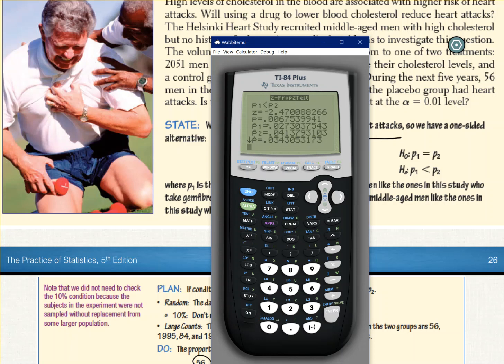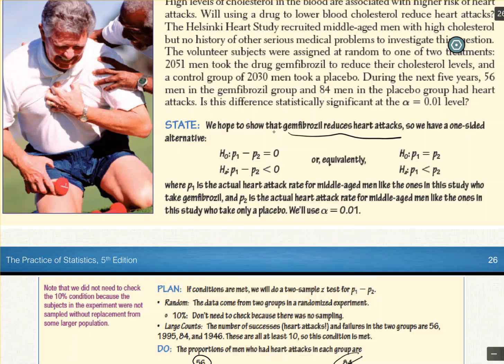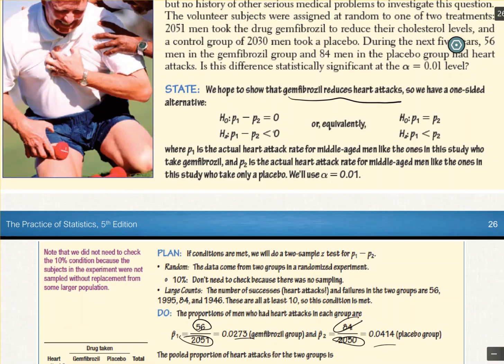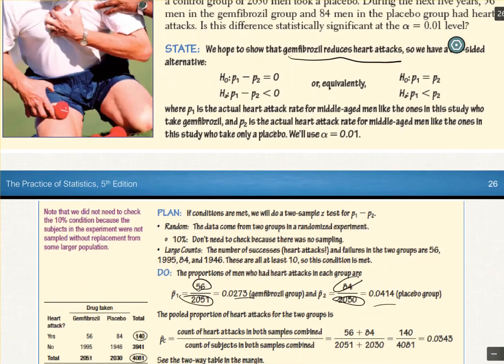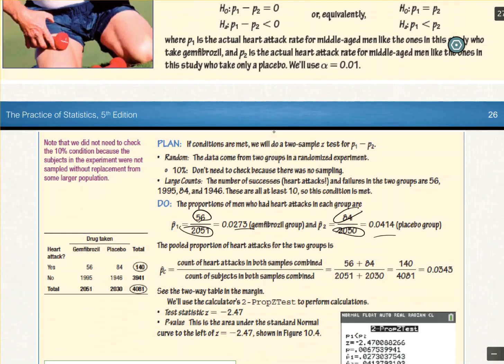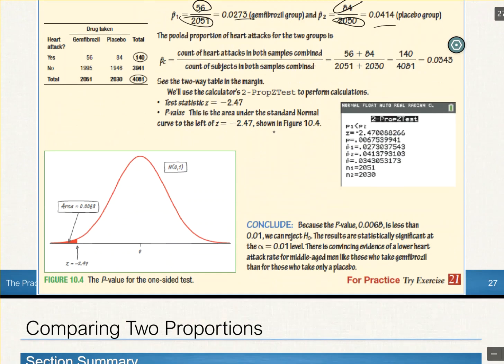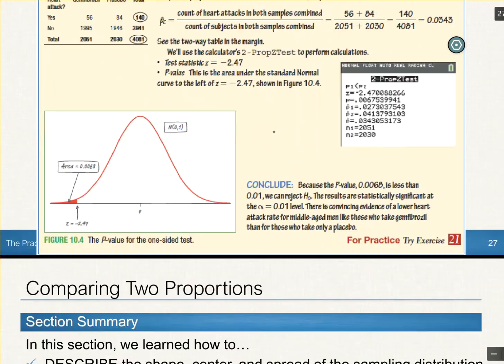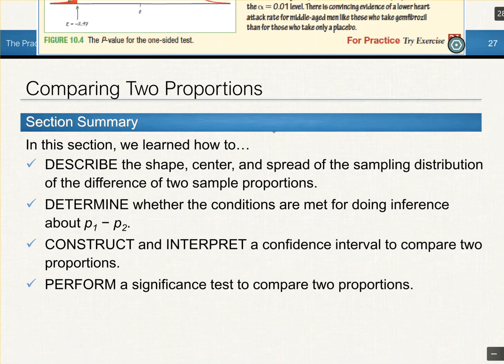So notice this p-value is lower than 0.01. So we reject our null hypothesis, and we say there is convincing evidence that gemfibrozil had an effect. And that's basically it for this section.